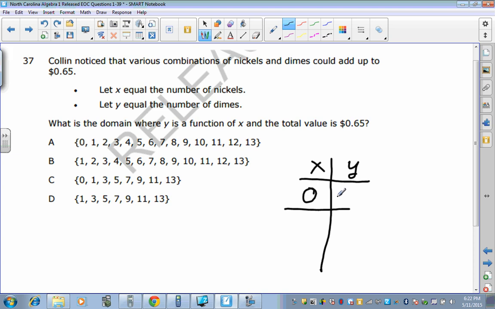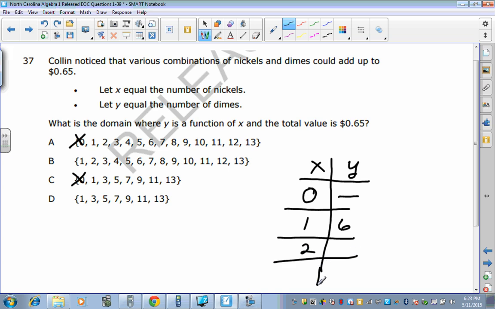6 dimes would make 60 cents, 7 dimes would make 70 cents. So there is no solution. If you have 0 nickels, you're not going to be able to use nickels and dimes and get 65 cents. So automatically you can cross out C and A. Okay, let's do another one. If X is 1 nickel, that means we got 60 cents left to go. That'd be 6 dimes.